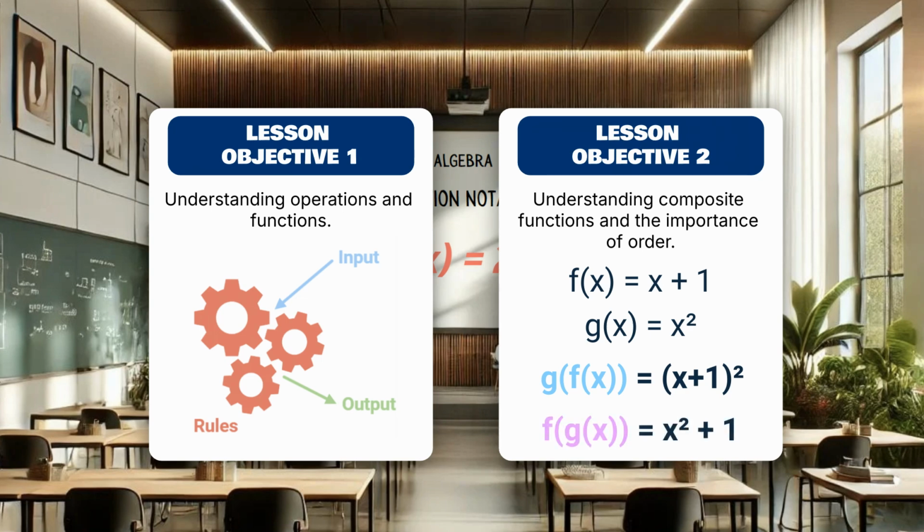In summary, understanding input, output, and operations in functions is essential. Combining functions to create composite functions requires careful attention to the order of operations, as it significantly impacts the results.